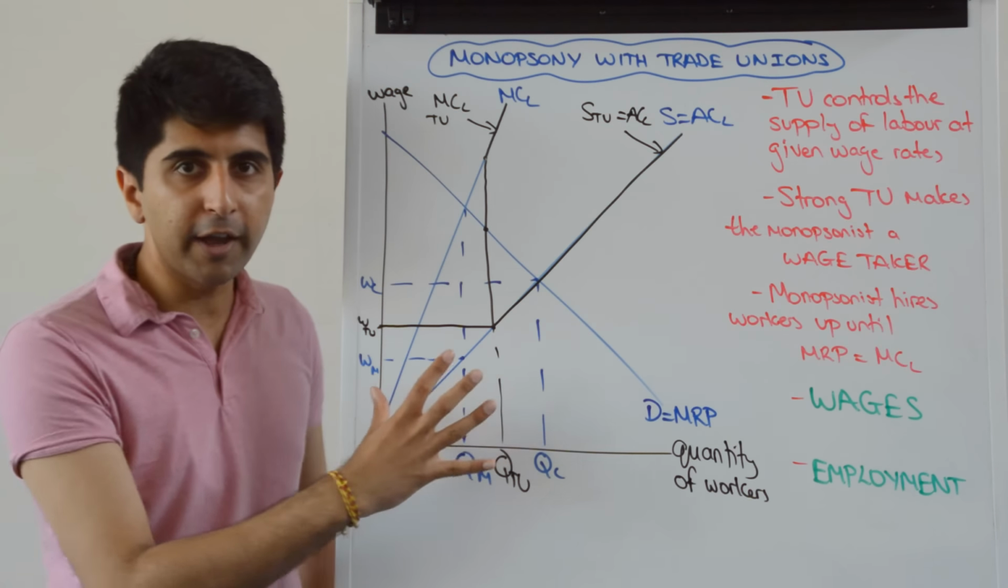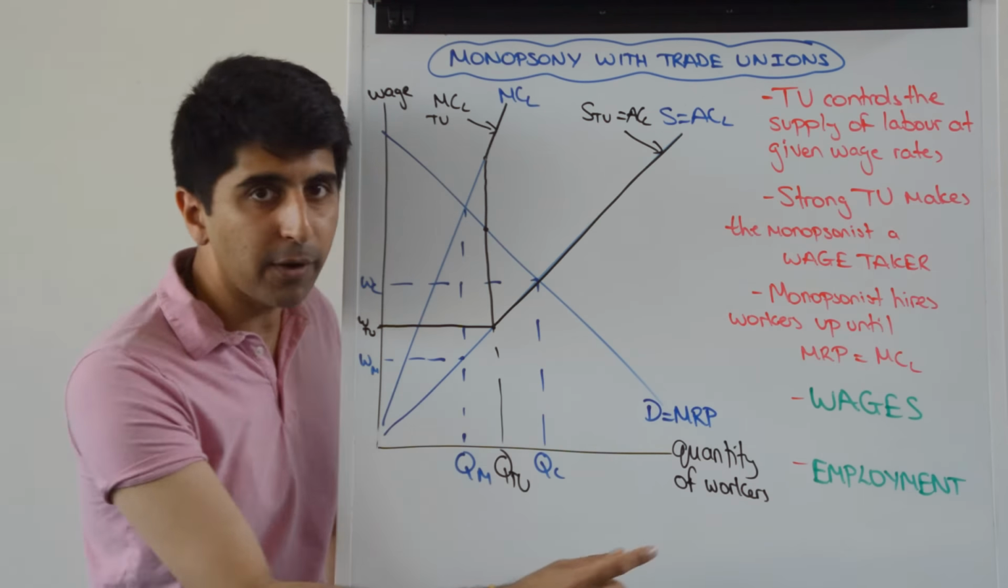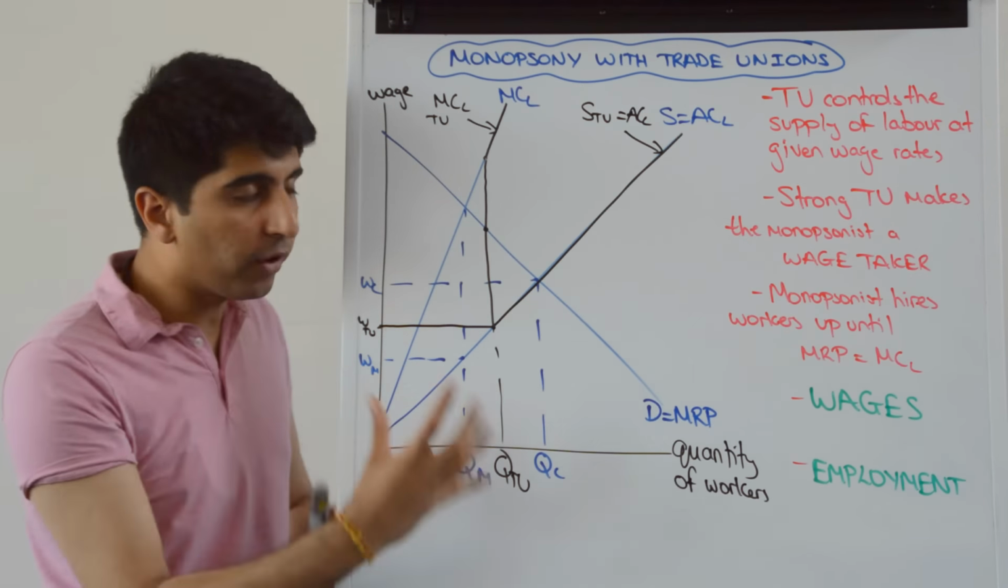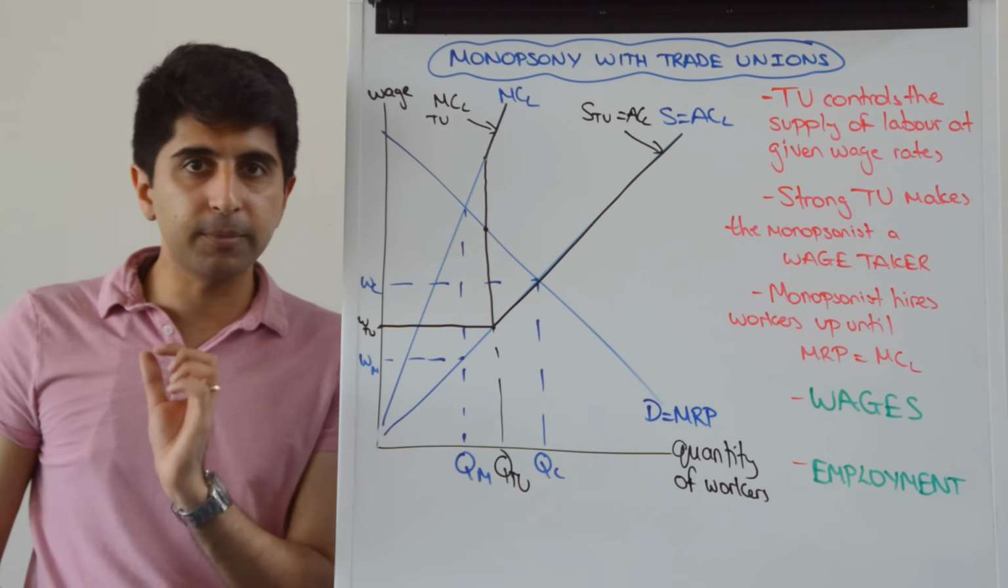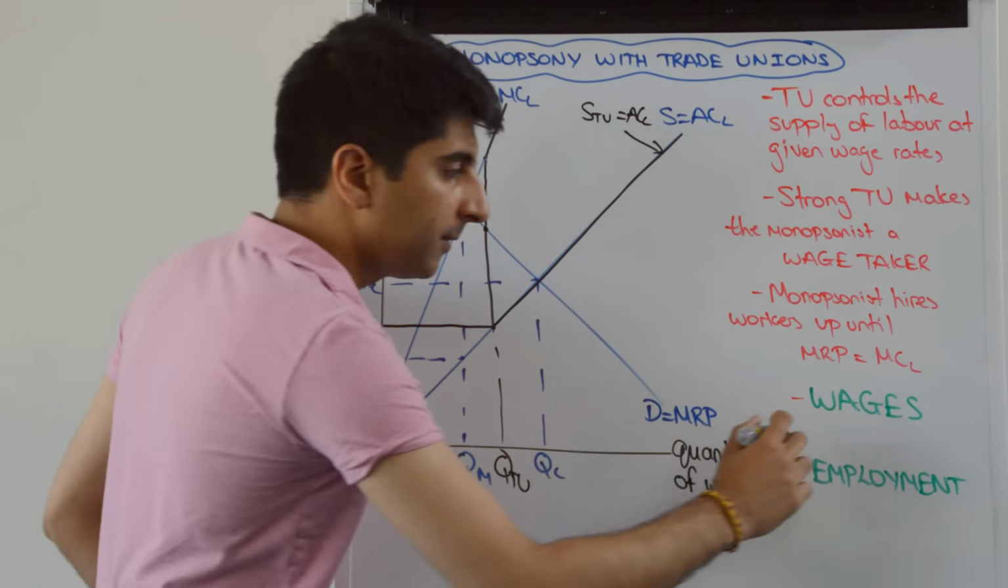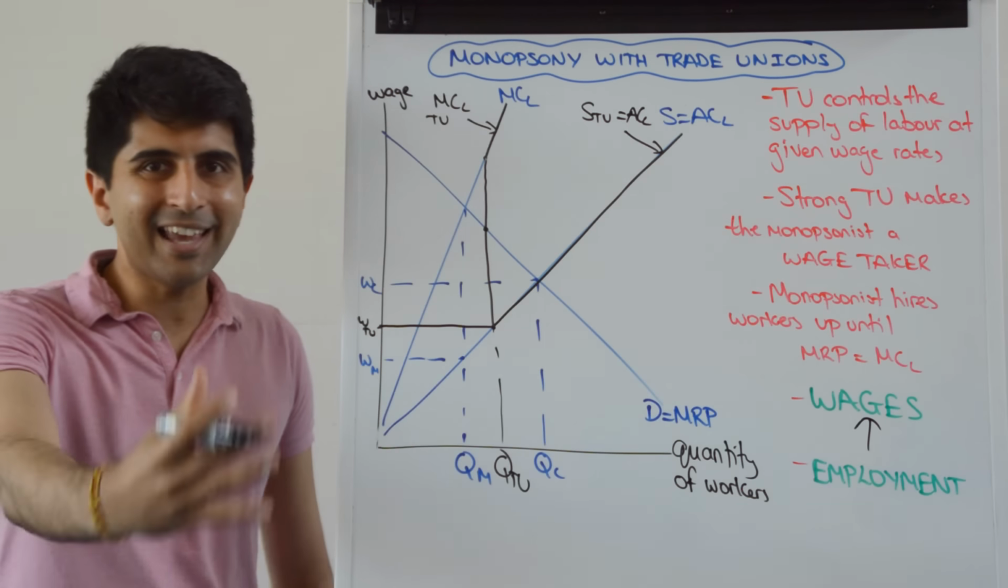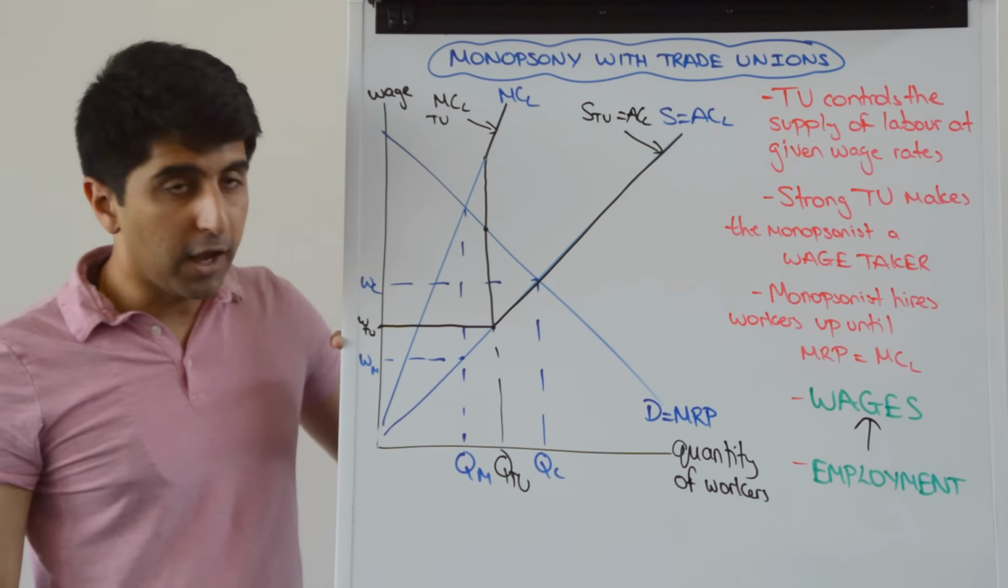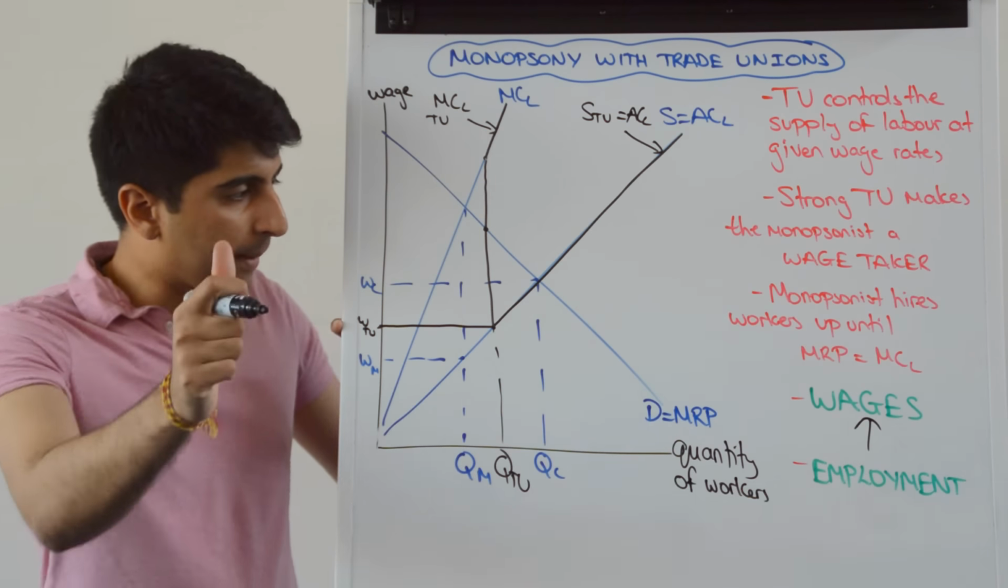Great, we're done with this diagram. Now we need to analyse the outcomes. What is this trade union doing? What has it done to this labour market, to this monopsony controlled labour market? Well, it's pretty clear to see that wages have increased. And that's not a surprise. That's exactly what trade unions are all about. They are increasing wages in this market, absolutely.